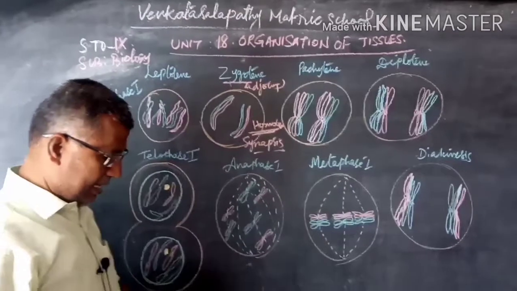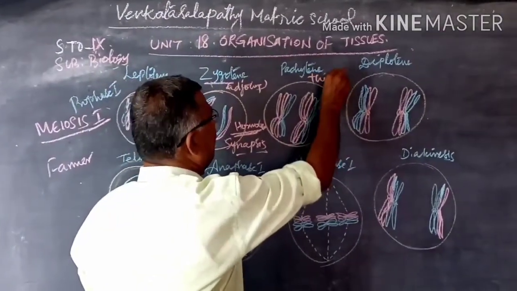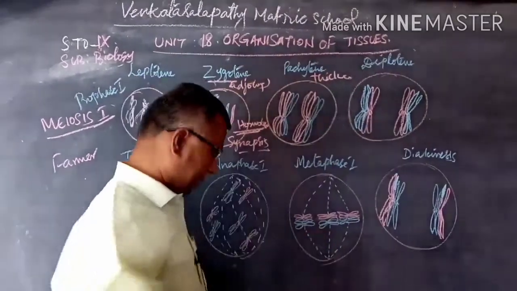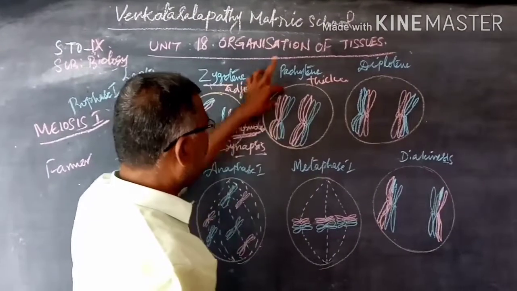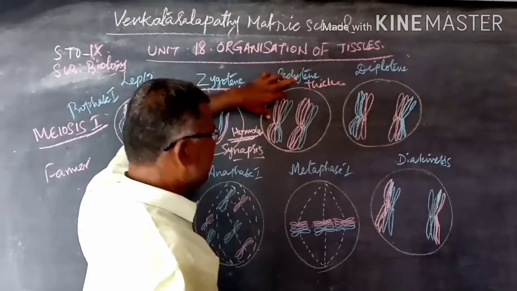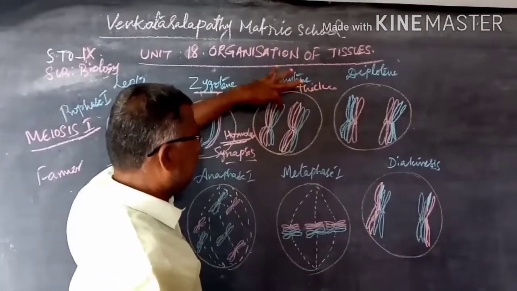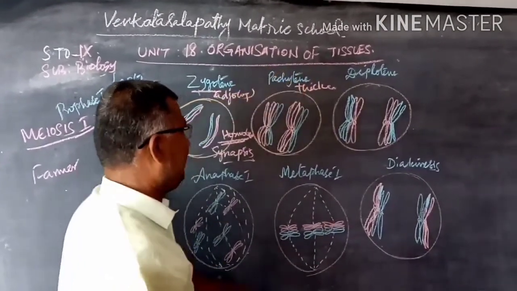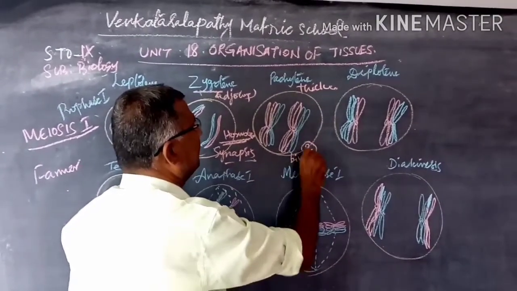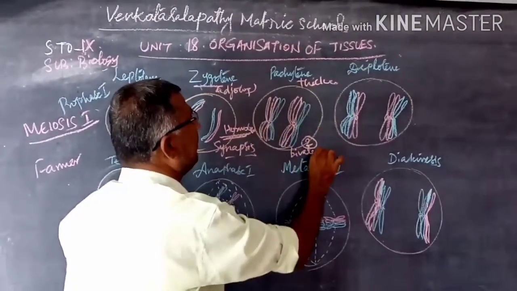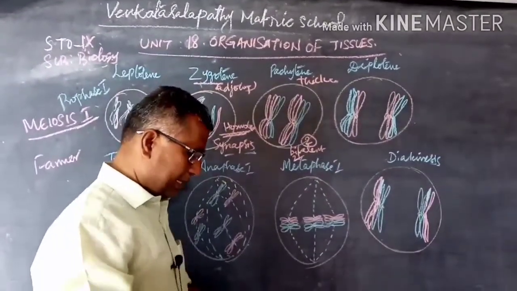Next stage is the pachytene. Pachytene means the chromosomes become thicker. Understand? So the chromosomes are long and visible in size. The pairing of chromosomes takes place. The pair means two, that is called a bivalent. This is one bivalent, this is another bivalent. Bi refers to two, as pairing of chromosomes takes place.